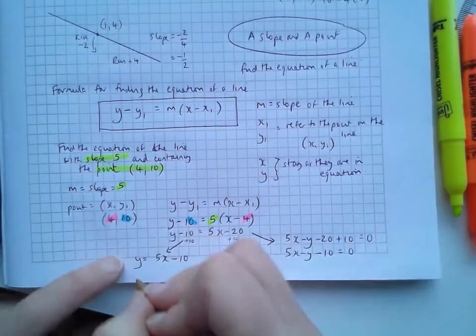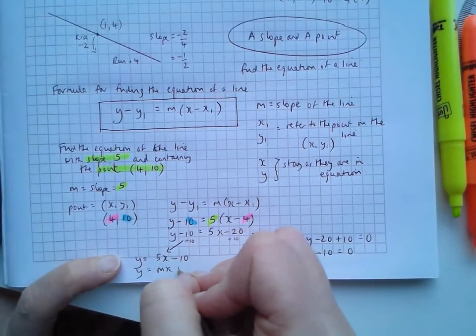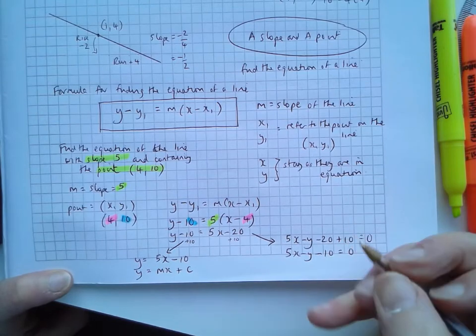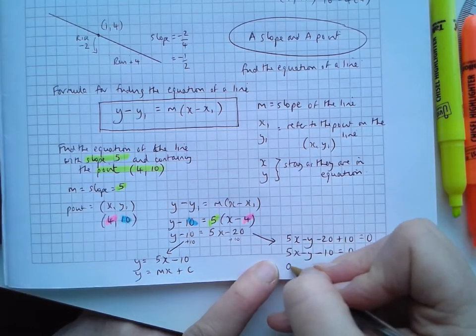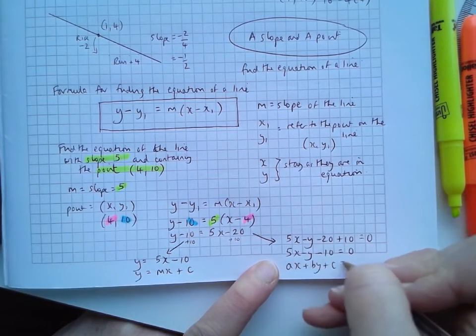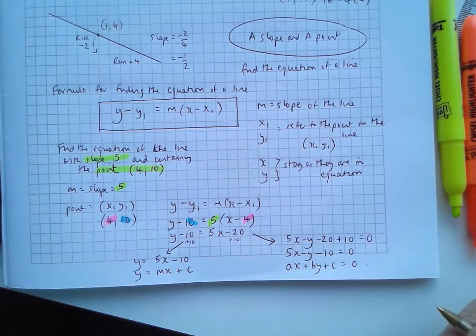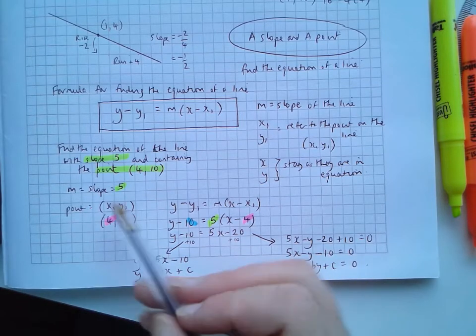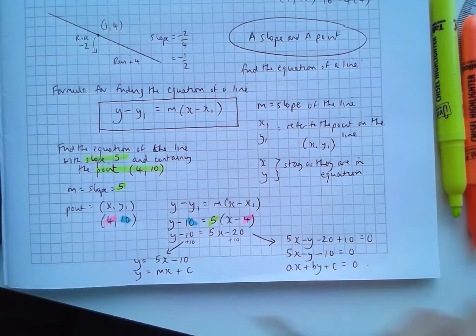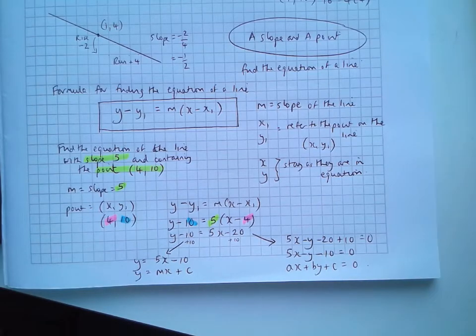This is in the form y equals mx plus c, which we'll see later on is a very useful form. And this is in the form ax plus by plus c equals 0, which I suppose could be useful in some ways. Okay, so that's the equation of a line with slope 5 and containing the point 4, 10. Let's do a couple more examples.